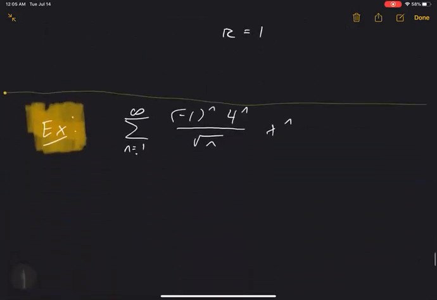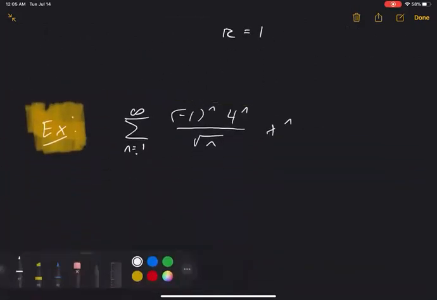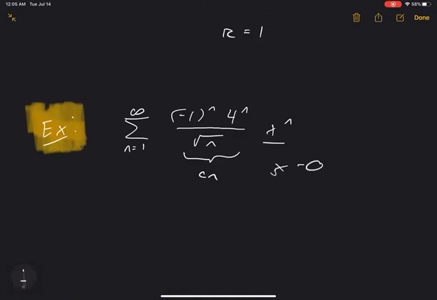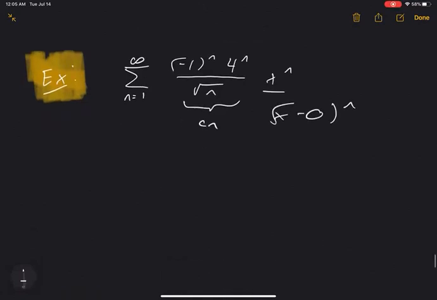Let's see another example. This is from the exercises in the textbook. So I have (-1)^n times 4^n over square root of n, x^n. Okay, so let's dissect this. Is this a power series? Well, yeah. I'm going to call all this stuff on the left my Cn. And then what's that x^n? Well, that's really just (x - 0)^n, right? So I have a power series centered at 0, and these are my Cn's. Okay. Let's try the ratio test.